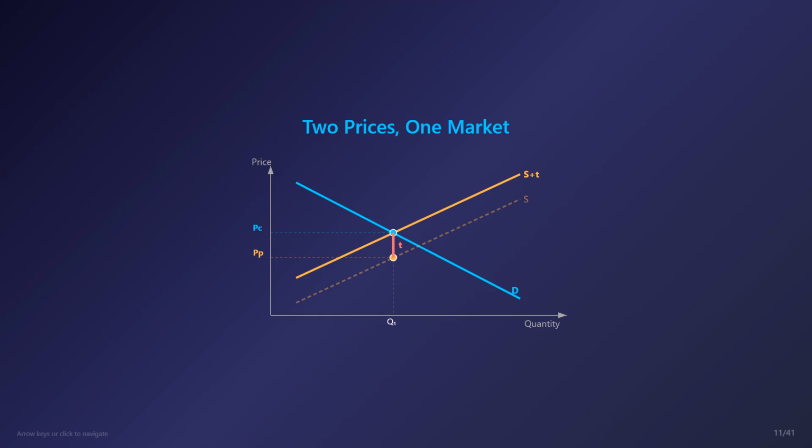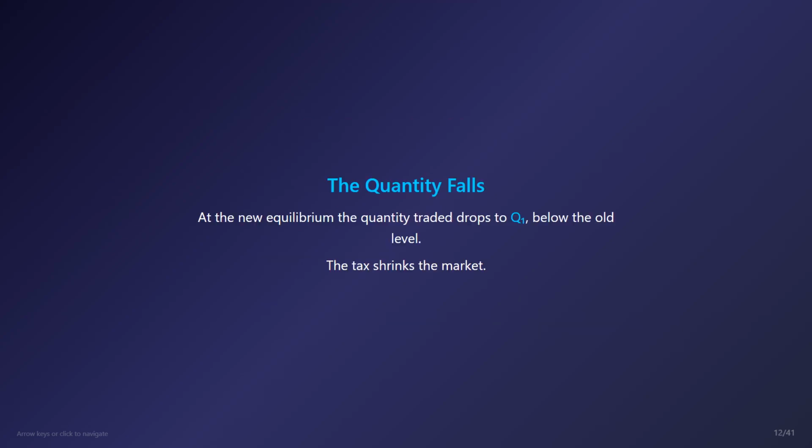Let's see both prices on one graph. At the new quantity, the consumer price PC sits up on the demand curve. Directly below it, on the original supply curve, sits the producer price PP. The red gap between them is the tax, T. Notice also what happened to the quantity. At the new equilibrium, the quantity traded has dropped to Q1, below the old level. By raising the effective price, the tax shrinks the size of the market.